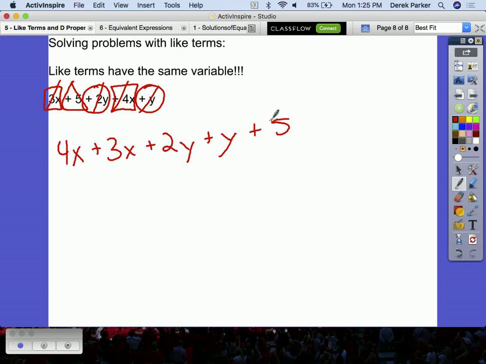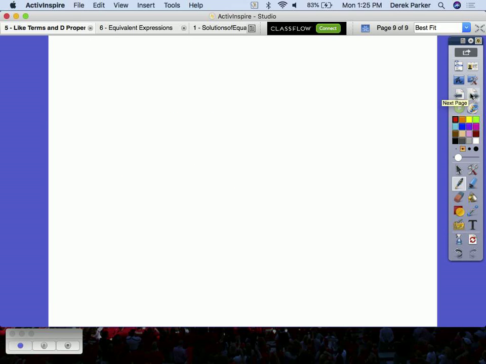Now I combine my like terms. 7x. Now, that y does not have a number, so that is like saying 2 plus 1. I get 3y plus 5. 7x plus 3y plus 5, they are all unlike terms. That tells me I'm finished. Now, let's say I had a problem that looks like this.